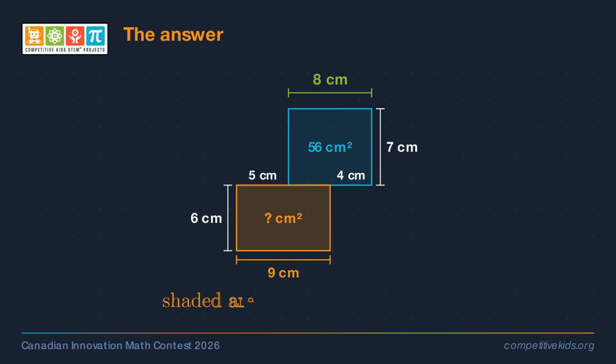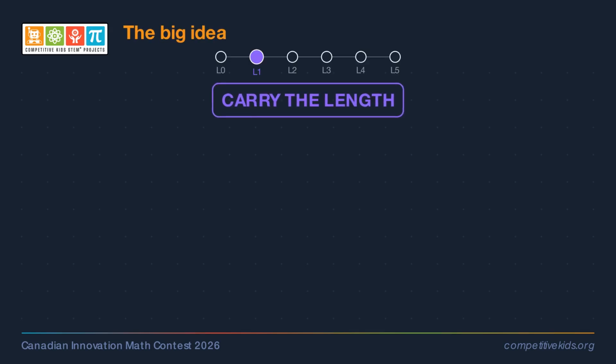The shaded area is 9 times 6. That is 54 square centimeters. This is the carry the length rule. Same unlock as before. Divide a known area by a known side to reveal a hidden side.